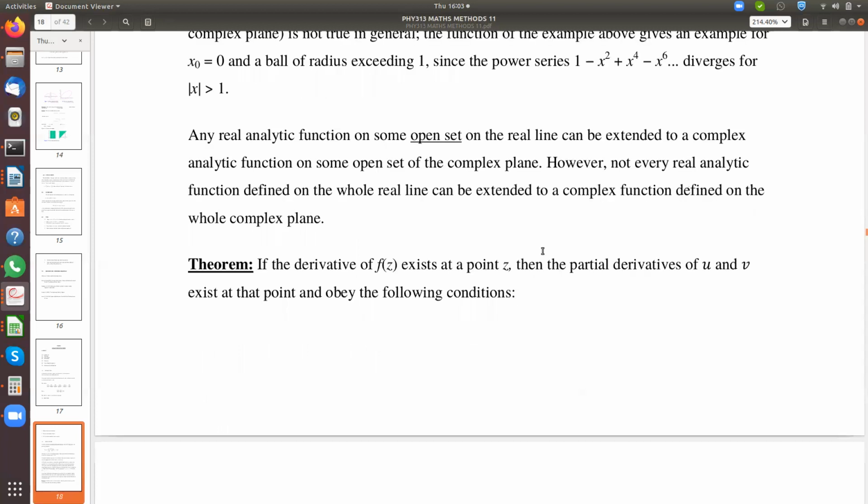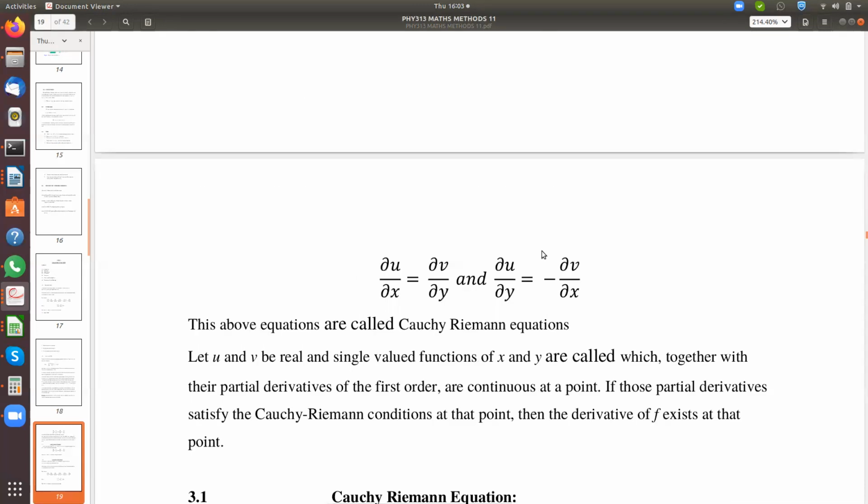Now, there are rules or theorems that guide this behavior. One of them says that if the derivative of f of z exists at a point z, then the partial derivatives of u and v exist at that point and obey the following conditions. One, if you take the du/dx, it must equal dv/dy, and also du/dy must equal minus dv/dx. These above equations are called the Cauchy-Riemann equations, which was what we omitted last week in our discussion. So this is what they call the Cauchy-Riemann equations.